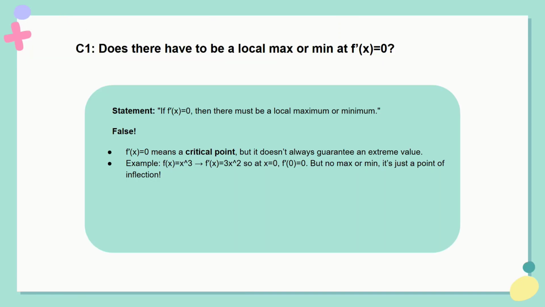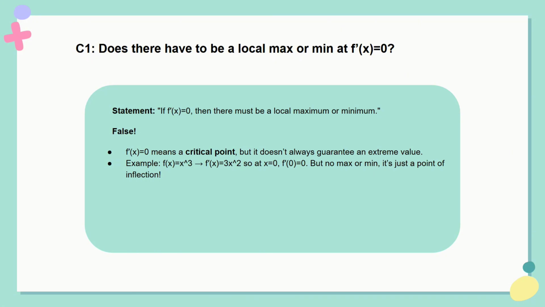Let's start solving these. So my first question is, if f prime of x is equal to 0, does there have to be a local maximum or minimum point? So this statement is false. If f prime of x is equal to 0, it means there's a critical point, not necessarily a local maximum or minimum. It doesn't always guarantee an extreme value.